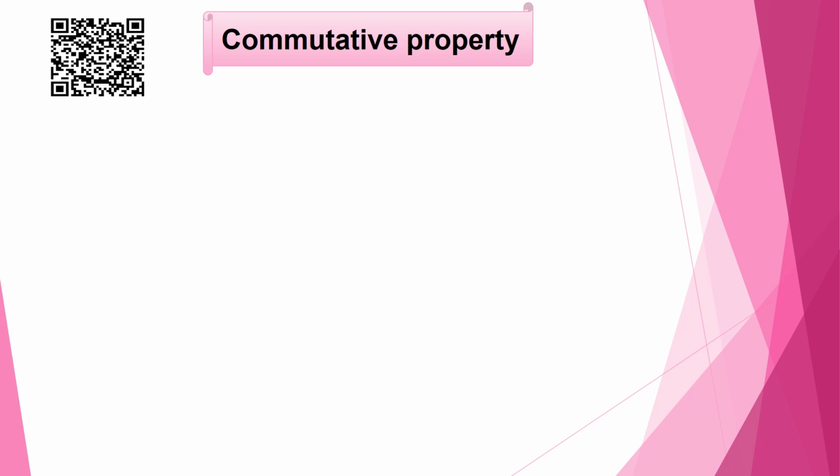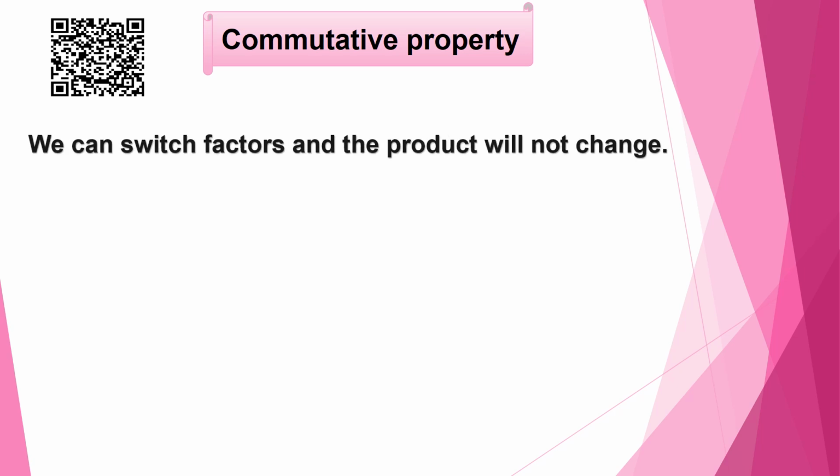Here in multiplication, I have commutative property also. We can switch factors and the product will not change. We said the numbers we multiplied together, their name is factors. And the result is called product. So we can switch factors and the product will not change.